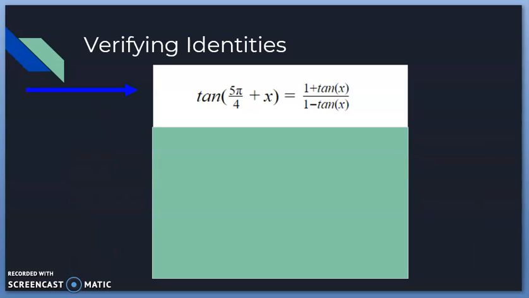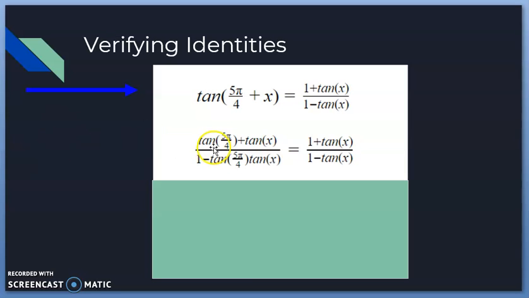We're going to verify that the tangent of 5 pi over 4 plus x is equal to 1 plus tangent x over 1 minus tangent x. As we can see, this is written in a way where you can substitute in the sum formula. So let's do that. We're going to take the tangent of 5 pi over 4 plus the tangent of x divided by 1 minus the tangent of 5 pi over 4 times tangent of x.